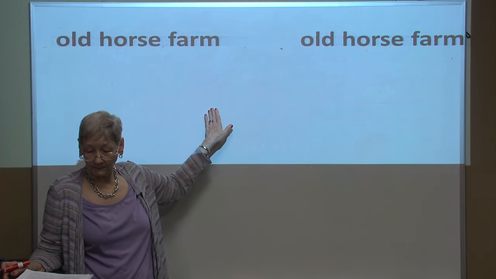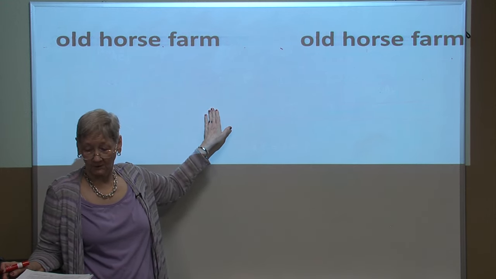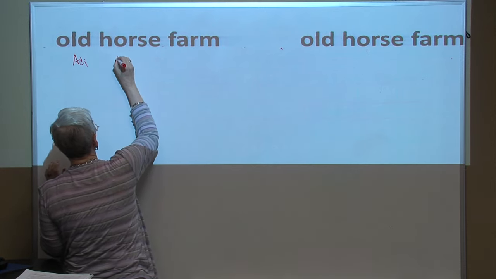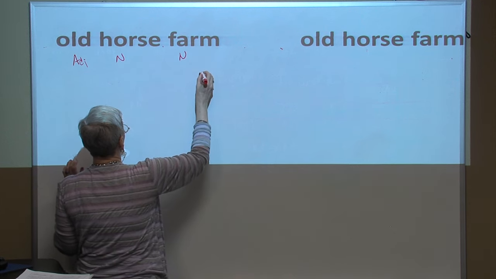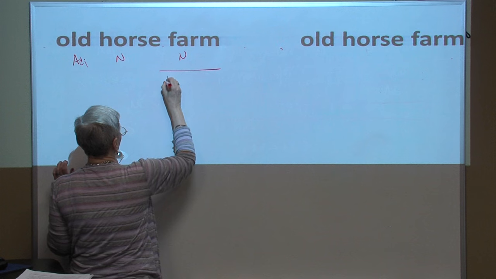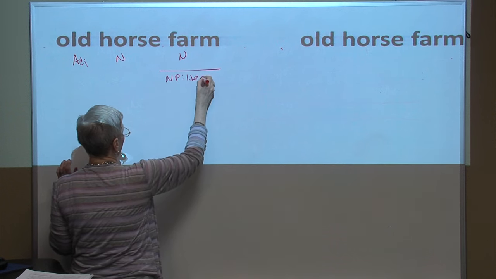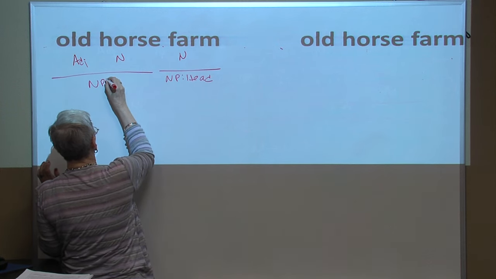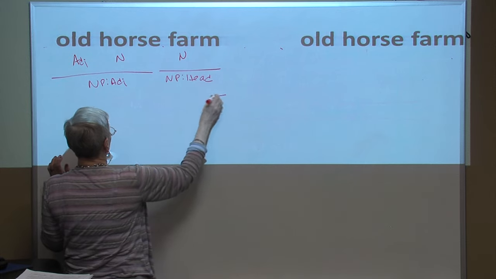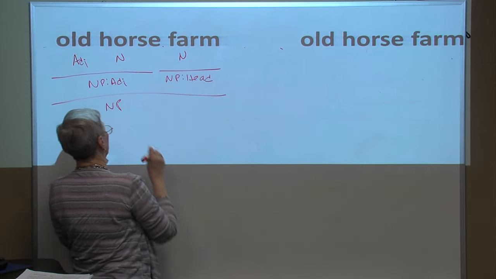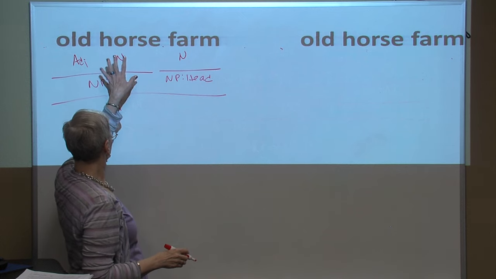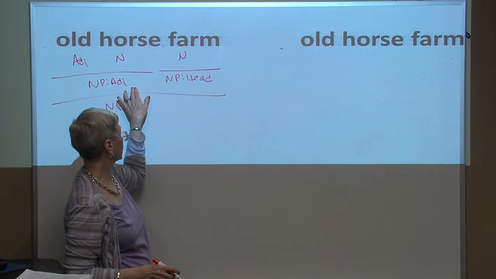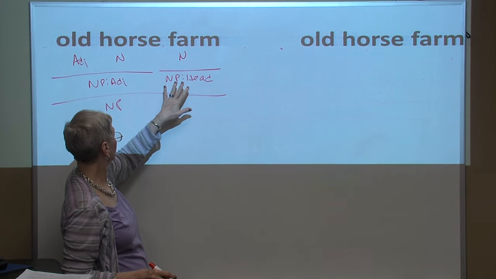In the first example, old refers only to horse. So we have adjective, noun, noun. Farm here is going to be the noun phrase functioning as the head of the other. Okay, see how this works. Old horse combines into a noun phrase that functions as an adjective. And so our phrase is old horse farm.